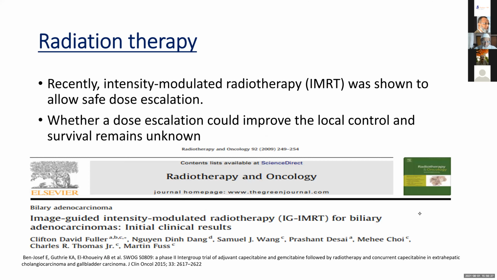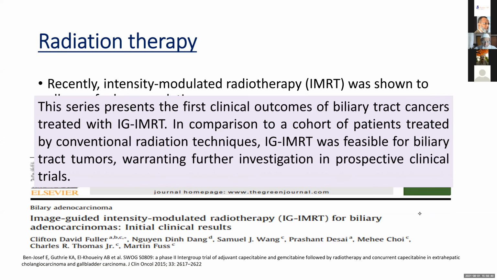And recently, data shows that IMRT allows safe dose escalation, so we can give more dose to improve treatment outcome and response rate. This study was published in the Green Journal in 2019, a small case series with published data from 2000, retrospectively and prospectively combined, comparing conventional radiotherapy and image-guided IMRT. This series represents the first clinical outcome of biliary tract cancer treated with IGRT IMRT in comparison to a cohort of patients treated with conventional technique. IGRT IMRT is feasible for biliary tract tumors, warranting further investigation in a prospective clinical trial.